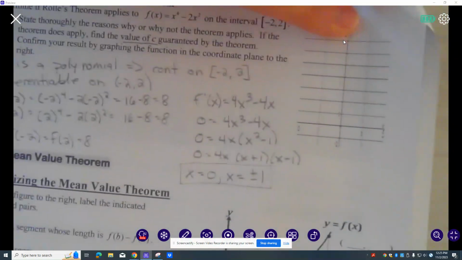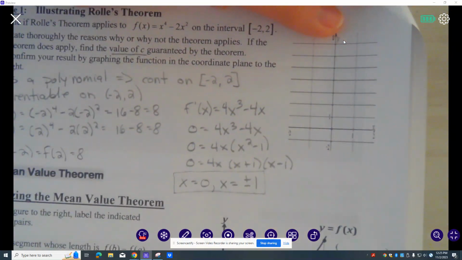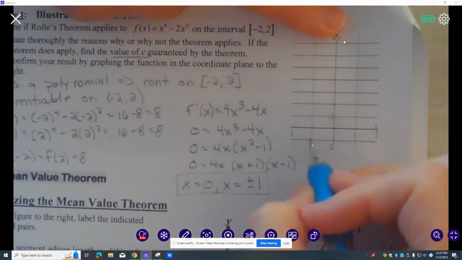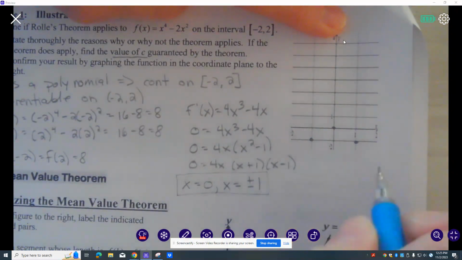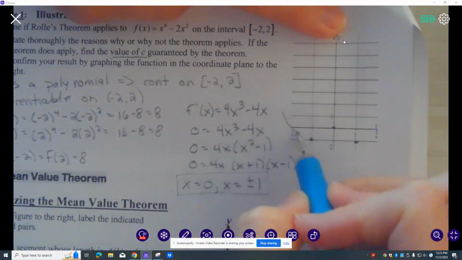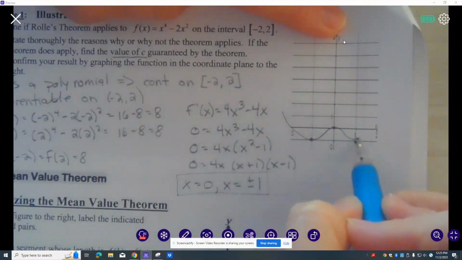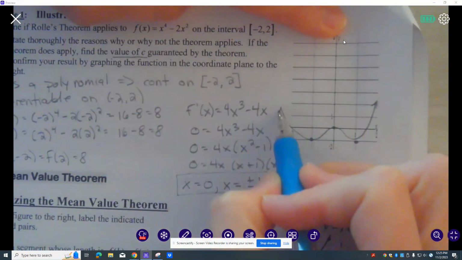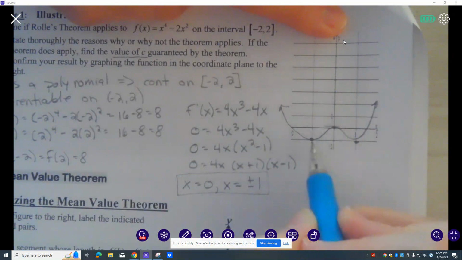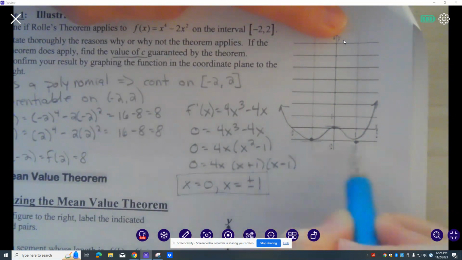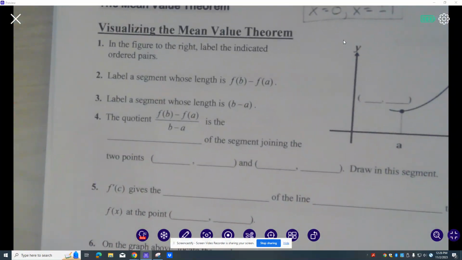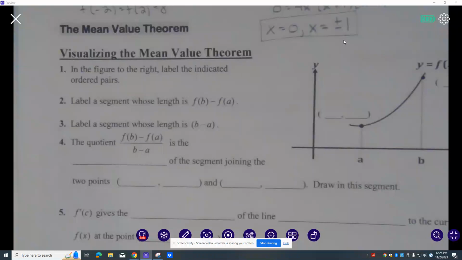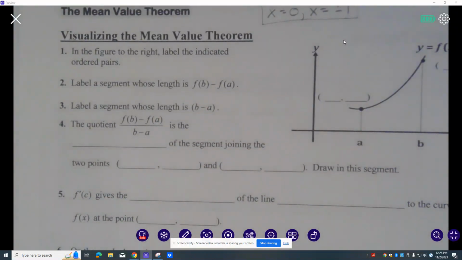If you went ahead and graphed this in your calculator, it kind of looks like the one I put on the last page. So points there. Let's see how well I can do this. And so at 0, you have a horizontal tangent, at negative 1, and at positive 1. All right, mean value theorem. You will need a ruler for this.